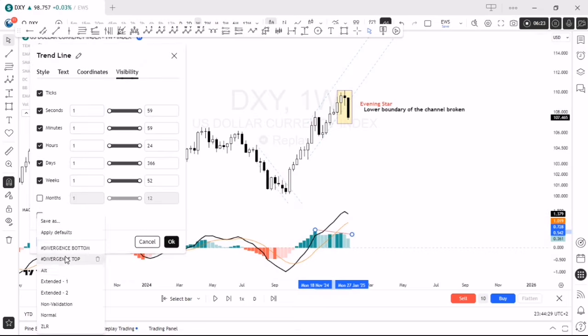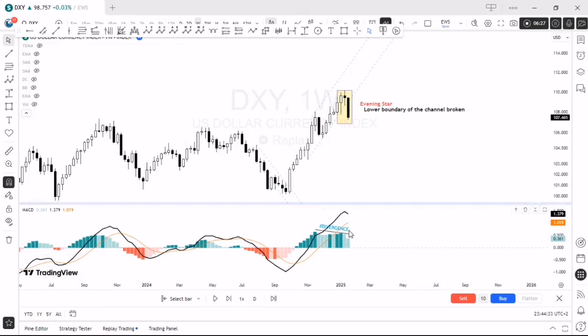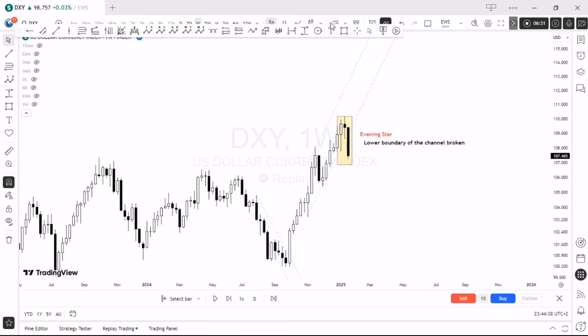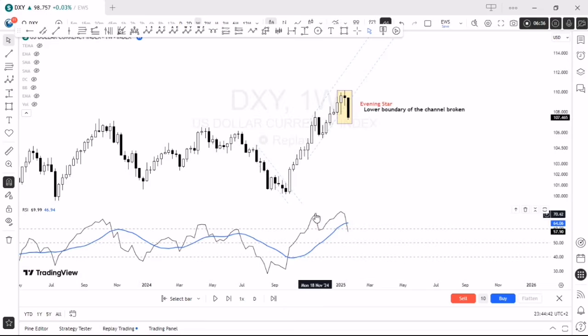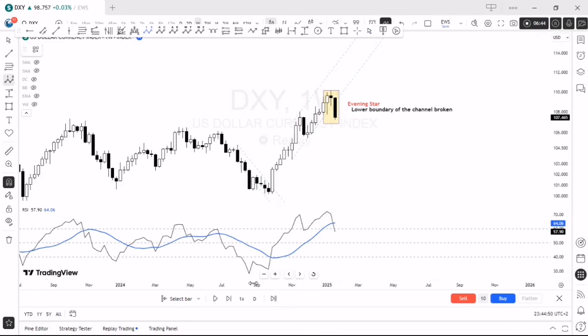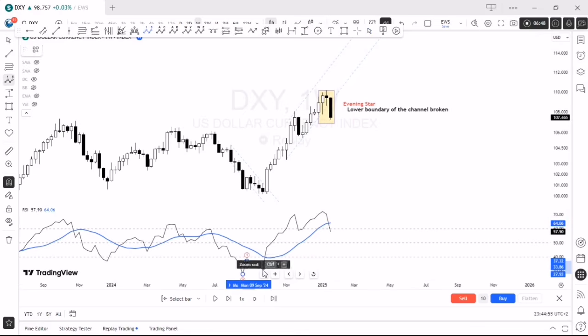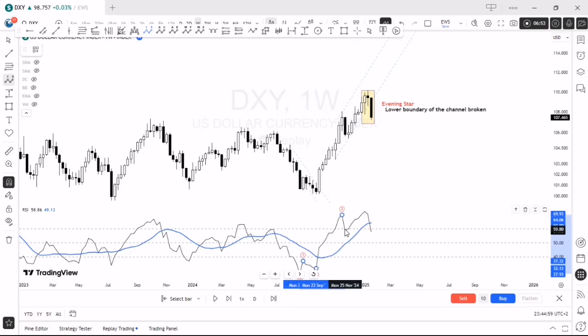So if you check here, the MACD didn't really give us anything except for divergence. Sometimes you won't see divergence, especially with the MACD. You'll see it on the MACD histogram, not really, because again, if you look at the black line, that's the MACD, and then the orange line, the signal line, the MACD signal line.